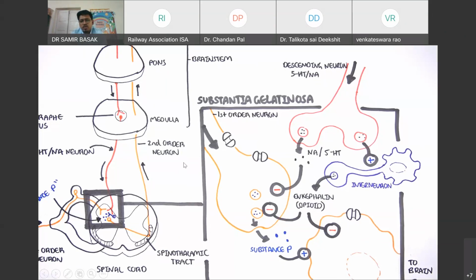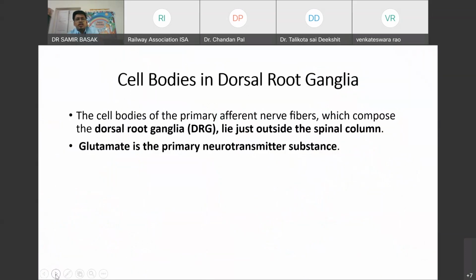From our pain stimulus, the pain pathway started, and after transmission started, pain transmission in the substantia gelatinosa in the dorsal horn is modulated and inhibited this way, by serotonin, noradrenaline, and by endogenous opioid. So there is the cell body in the dorsal root ganglia. This is the dorsal root ganglia, the primary afferent nerve fiber. It is just outside the spinal column, and in the first order neuron, glutamate is the primary neurotransmitter.